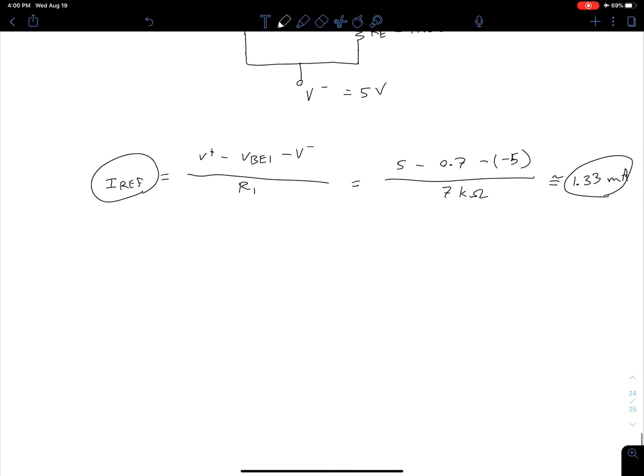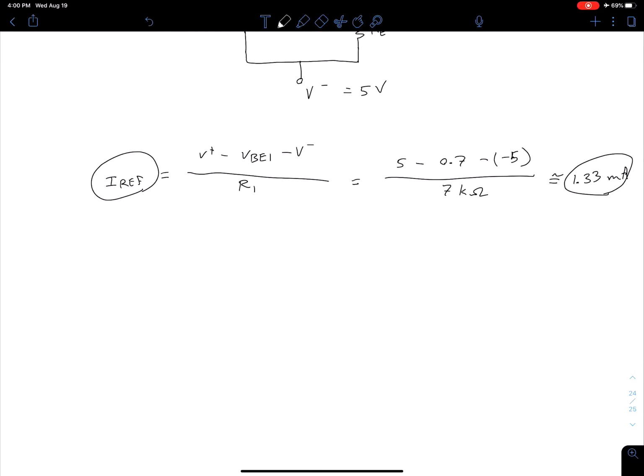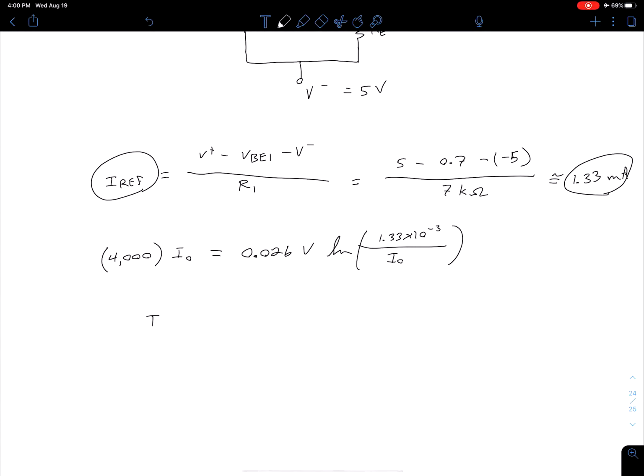So it gets a little trickier when we try to find our I naught. So going back to our Widlar equation, we plug in for our RE, which is 4,000 ohms. Our I naught, we don't know, and that's equal to our VT, which assuming room temperature is about 26 millivolts or 0.026 volts, times the natural log. Now we just found our Iref was 1.33 times 10 to the minus third amps, and we don't know our I naught. So now we're running into this problem where we have this transcendental equation.